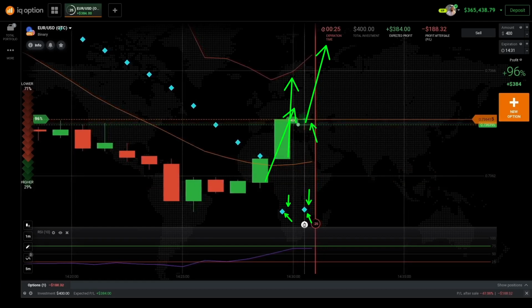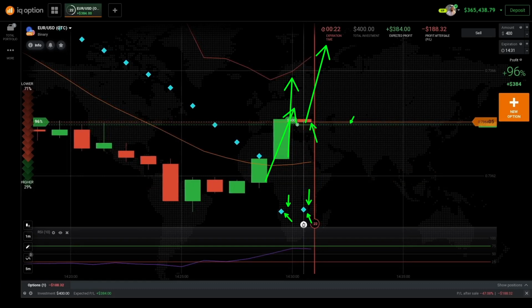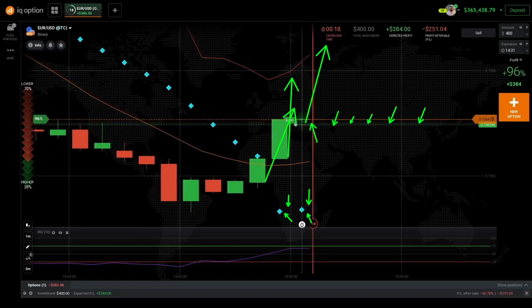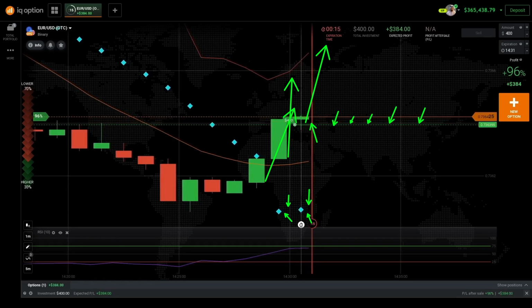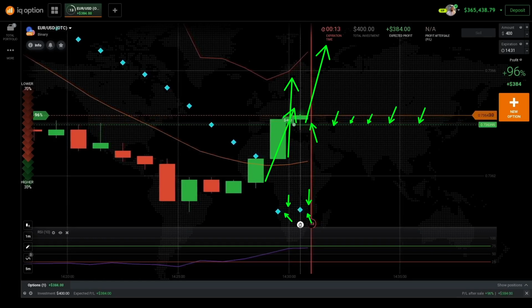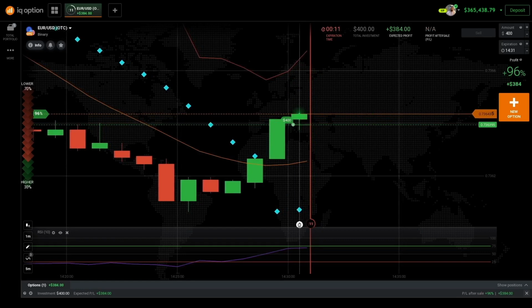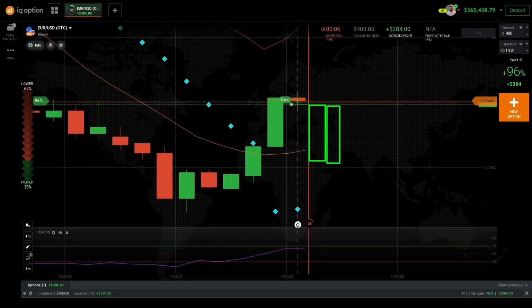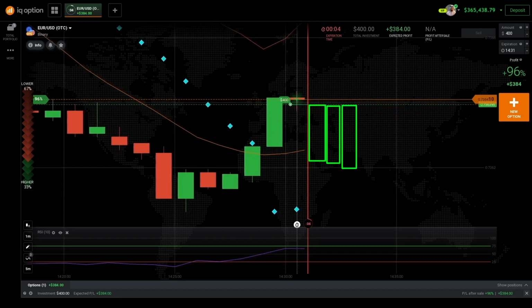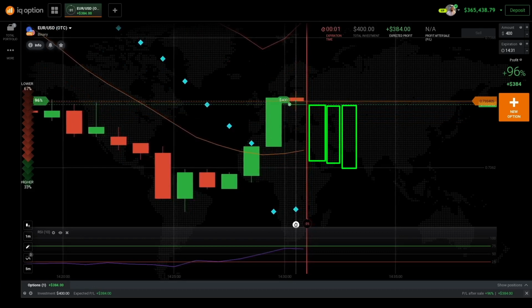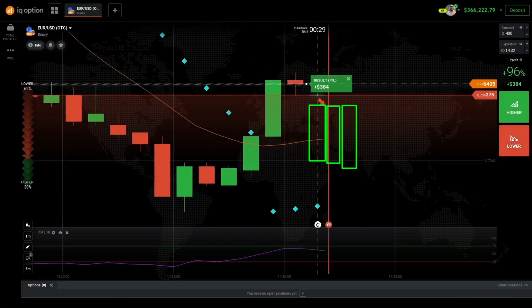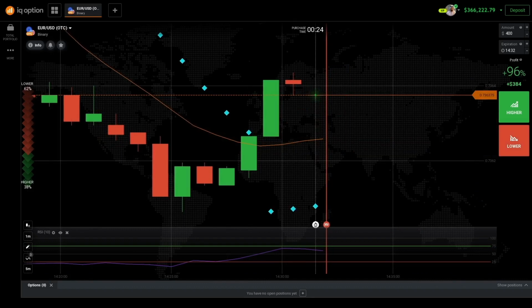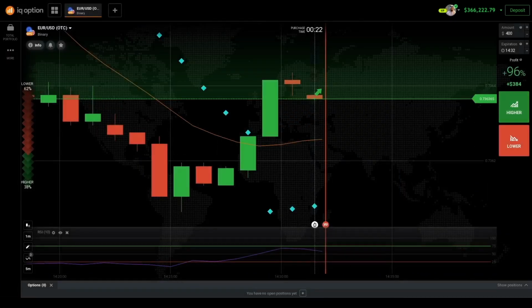The market will not go below this line. The market will stay above this line. So let's hope. I still have 3 signals. Great, as expected. Let's go.